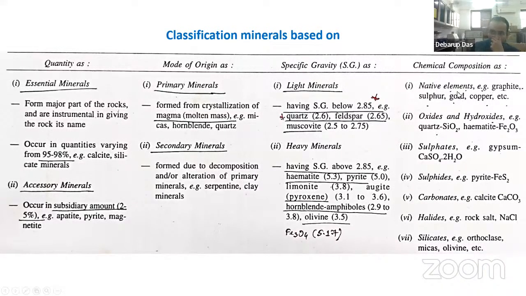Based on chemical composition, you can have native elements, oxides, hydroxides, sulfates, sulfides, carbonates, halides, silicates. From the chemical composition, you can just classify them.